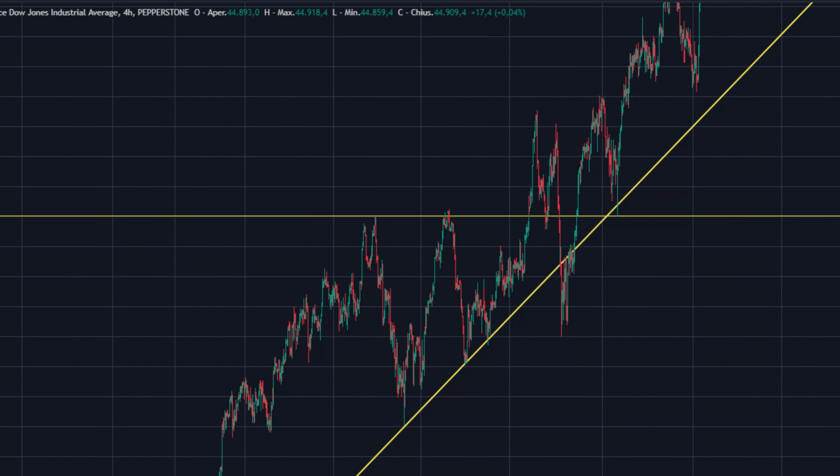There are also continuation patterns like triangles and flags. This is like when you take a break during a marathon. For example, look at the Tesla chart. It often makes nice, exciting triangles before making another leap upwards.